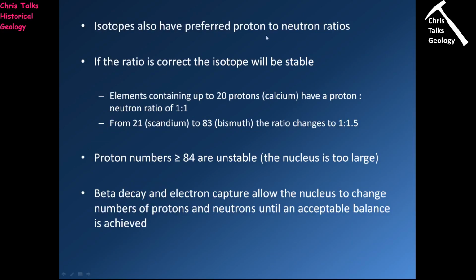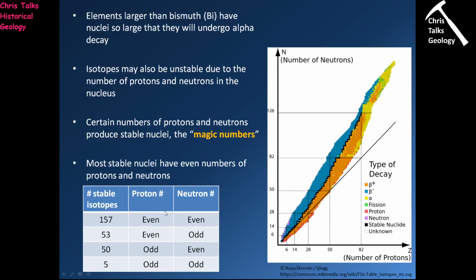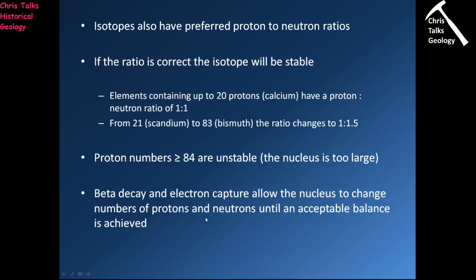So isotopes will have these preferred ratios of protons and neutrons. It's not only that the number of protons and neutrons is even, it's also a question of the ratio between them. Elements containing up to 20 protons, so 20 protons is calcium, will have a proton to neutron ratio of about 1 to 1. So for every 1 proton you have 1 neutron. And that's what they need to achieve balance. When you go above 20, so that's scandium, all the way up to bismuth, which is 83 protons, the ratio is 1 proton to every 1.5 neutrons. So you need more neutrons than protons in order to achieve balance.